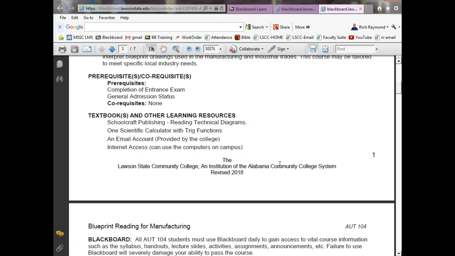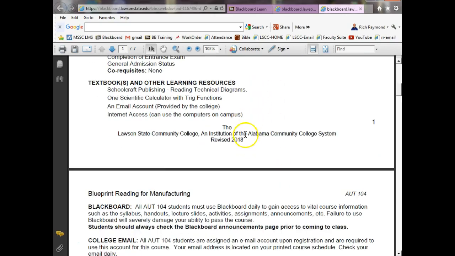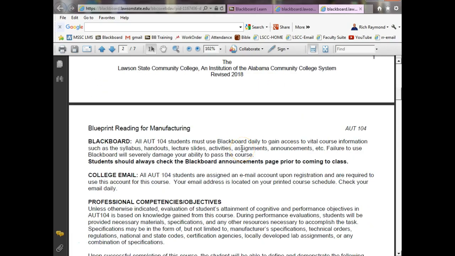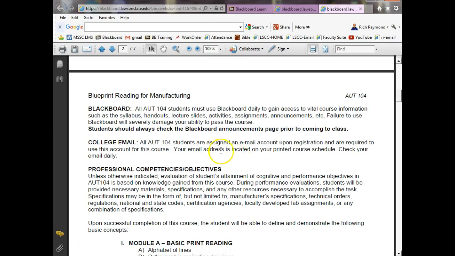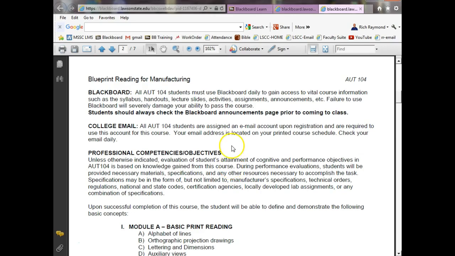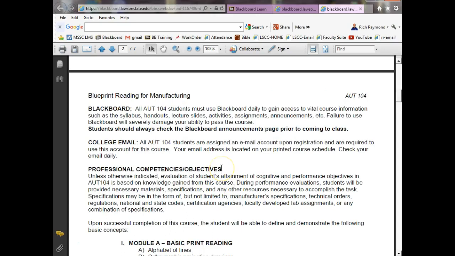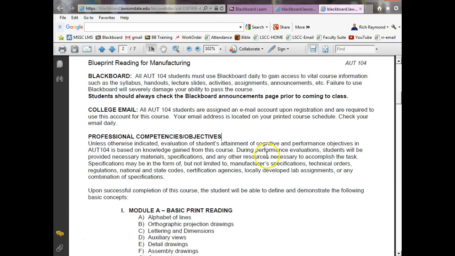In the AUT 104, you need to wire the book that's published by. And you will use the book. If you get into some classes where you don't use the book, this is not like that. It talks about using Blackboard, talks about your Lawson State email. It's very, very important that you check that email all the time. I have it actually coming to my cell phone, and it notifies me when it pops up.